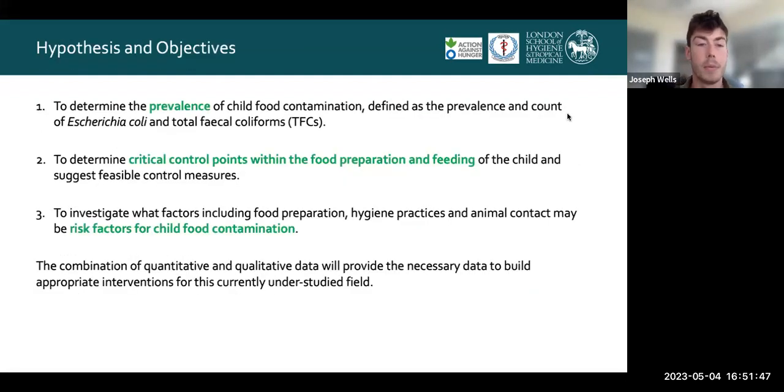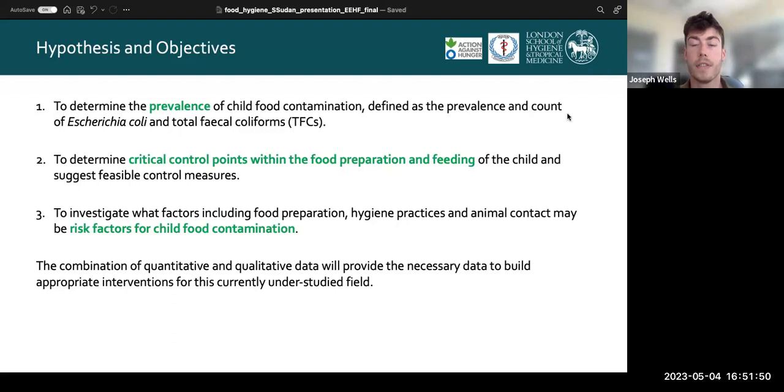The objectives of this study were to determine the prevalence of child food contamination, defined as the prevalence and count of E. coli and total fecal coliforms, to determine the critical control points within the food preparation and feeding of the child, and suggest feasible control measures, and to investigate the factors including food preparation, hygiene practices, and animal contact that may be risk factors for child food contamination. Combining qualitative and quantitative data will help us provide the necessary data to build appropriate interventions for this currently understudied field, which includes children that have recovered from severe acute malnutrition, as well as in humanitarian settings.